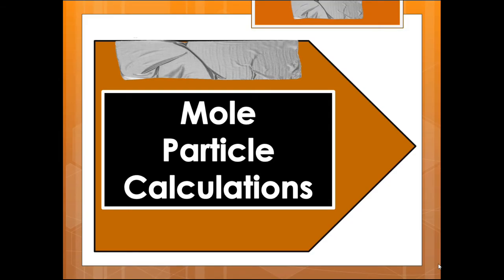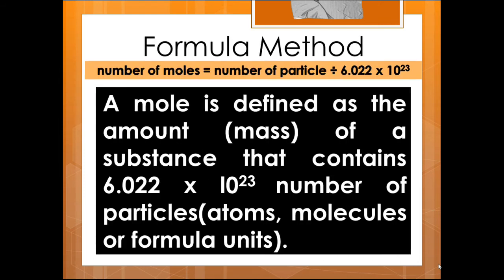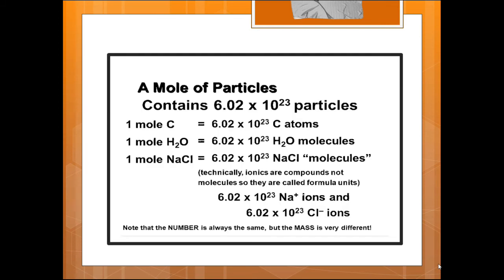Mole particle calculations. We are doing it by the formula method. Number of moles can be calculated as the number of particles divided by the Avogadro constant, that is 6.022 into 10 to the power 23. A mole is defined as the amount of a substance that contains 6.022 into 10 to the power 23 particles. Those particles may be atoms, molecules, or formula units. A mole of particles contains 6.022 into 10 to the power 23 particles.